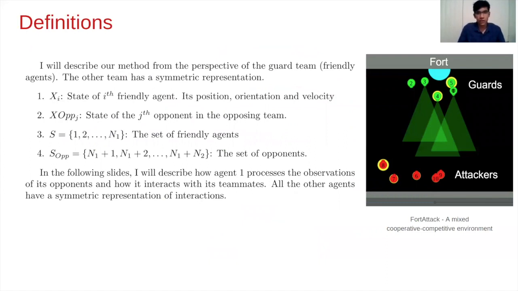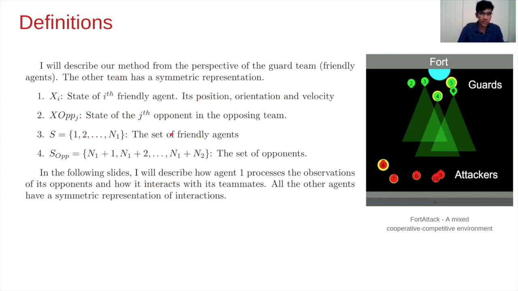I will describe our method from the perspective of the guard team, which we also call friendly agents. So let's say we are on the side of the guards. The other team has a symmetric representation. x_i represents the state of the ith friendly agent, and it is the position, orientation, and velocity. x_opponent_j represents the state of the jth opponent in the other team. S denotes the set of all friendly agents, all guards, and S_opponent denotes the set of all attackers. So these are the basic definitions.